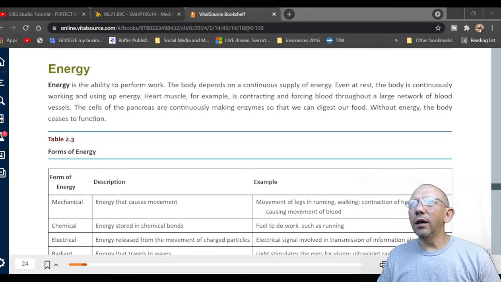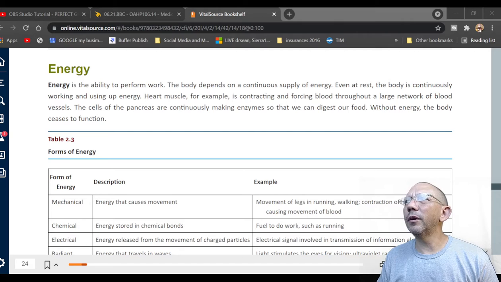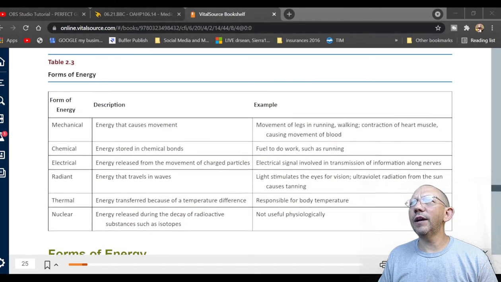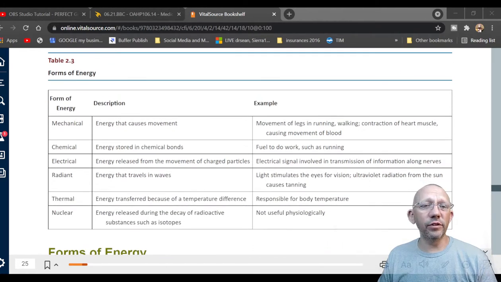Now there are 5 different kinds. 1, 2, 3, 4, 5. Oh, there are 6 different kinds of energy. What? I thought there were only 5. All right, well, fine. There are 6 different kinds of energy.